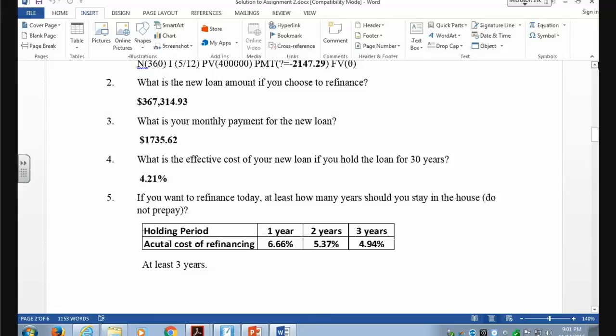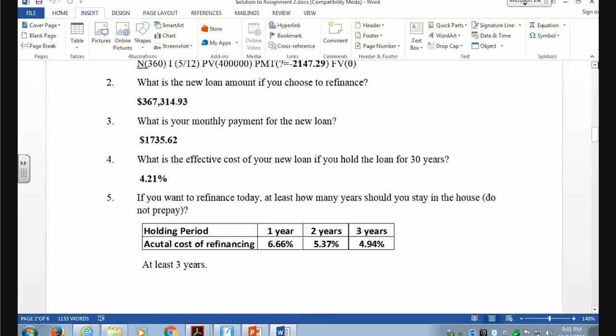Yeah, that's right, right? It's not the payment. Okay, now hold on. Okay, 367,314.93 plus 7. I think I know, because it's in these numbers. Then what's the interest rate for the refinancing? 4%. Okay, 4 divided by 12.